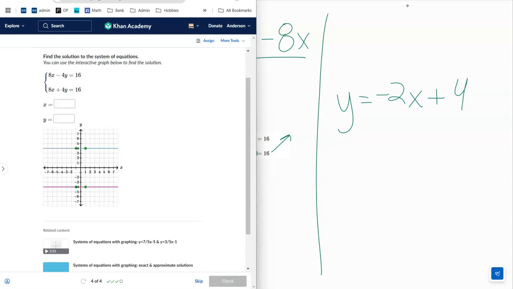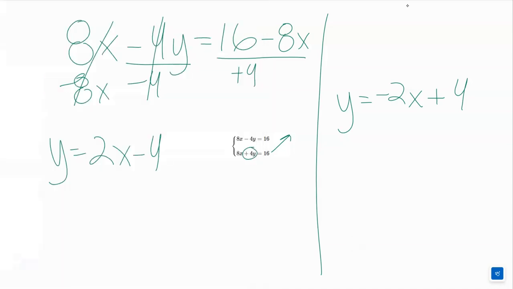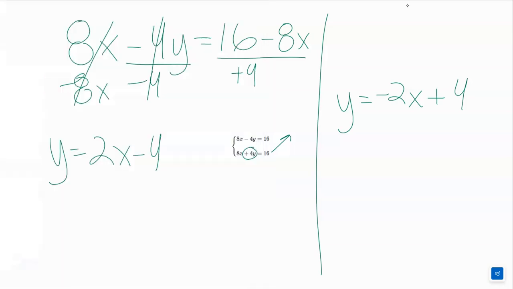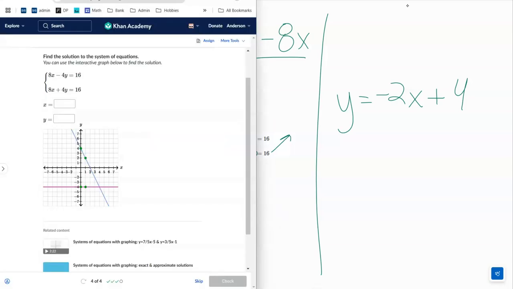Well, there's one right there. So negative 2x plus 4. So our y-intercept is positive 4. Down 2, run 1. And then this was positive 2x minus 4. So we're already at minus 4 here. Positive 2x, so up 2 over 1. And we cross right at 2, 0.